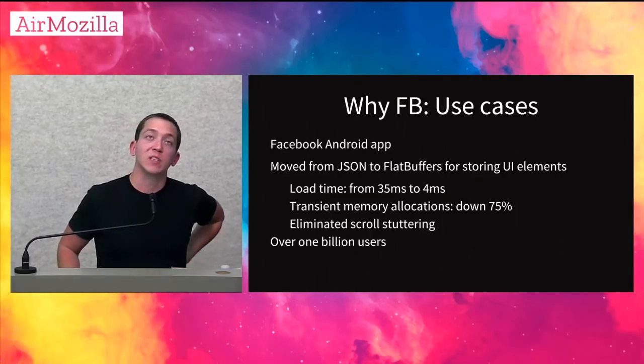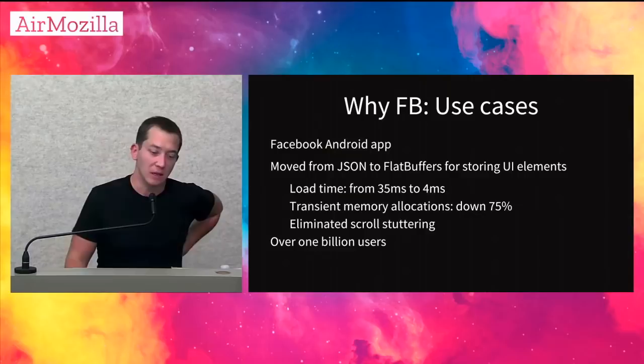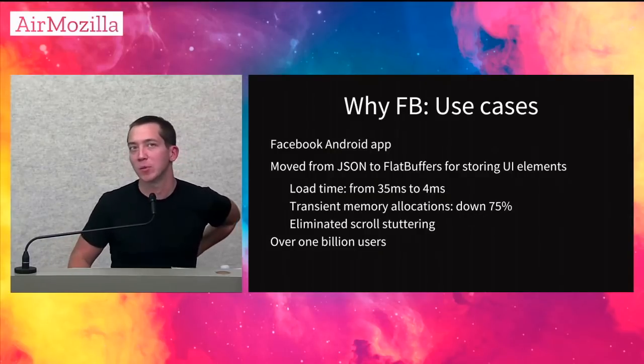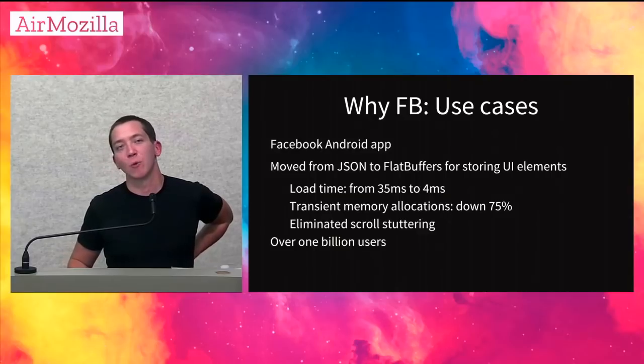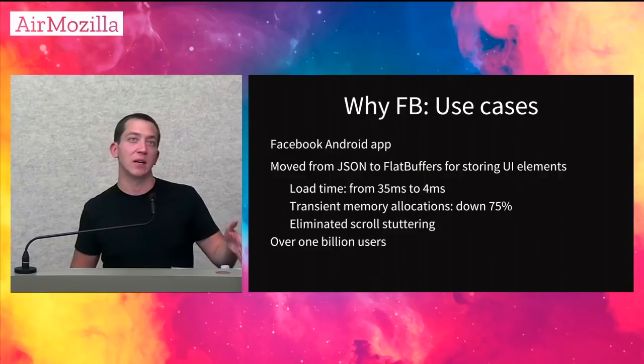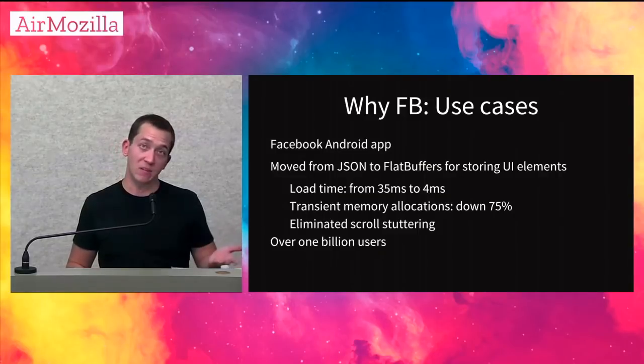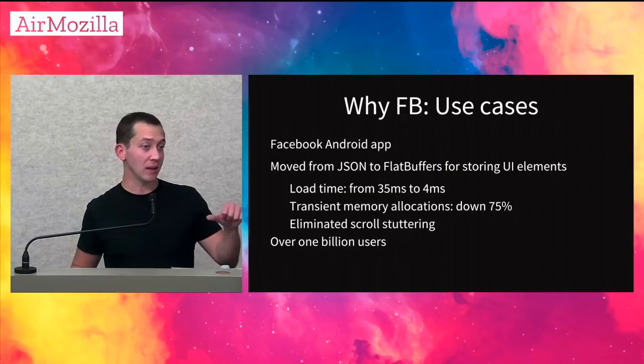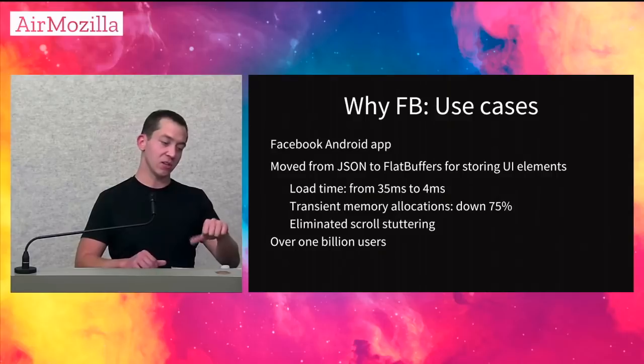So here's one example. Facebook uses it in the Android app. You've probably heard of Facebook. They have a popular product. A lot of people use it. They have over 1 billion users of the Android app. And they moved from JSON to Flatbuffers, and they decreased load time from 35 milliseconds to 4 milliseconds. They reduced transient memory allocations by 75%, and they completely eliminated that really annoying effect of stutter when you scroll.